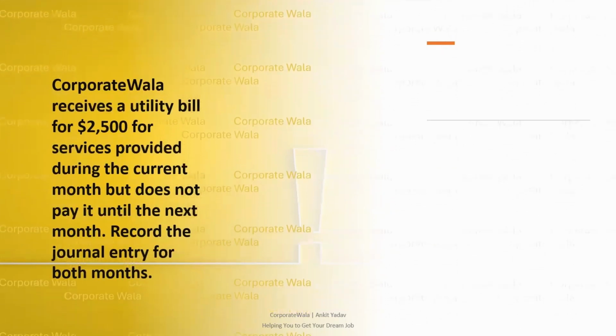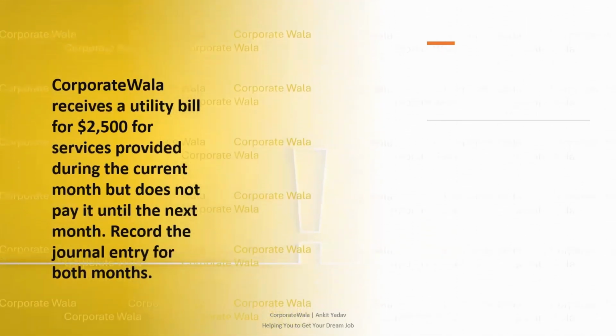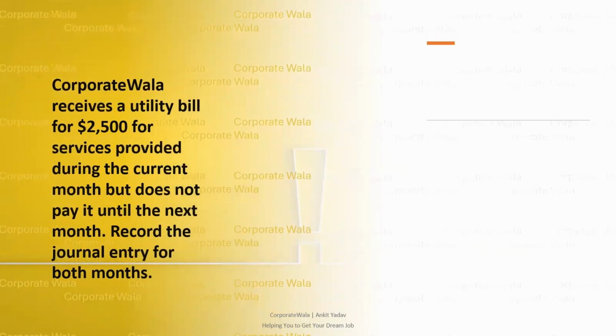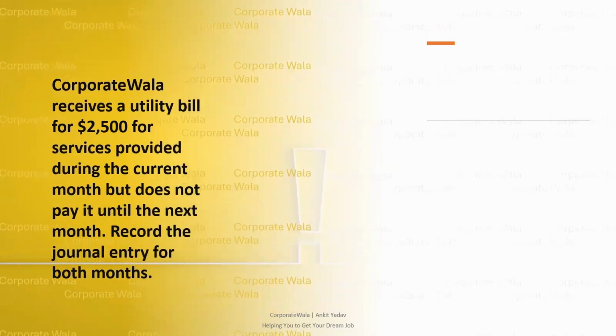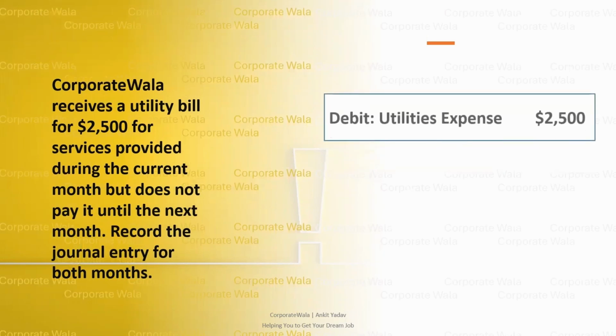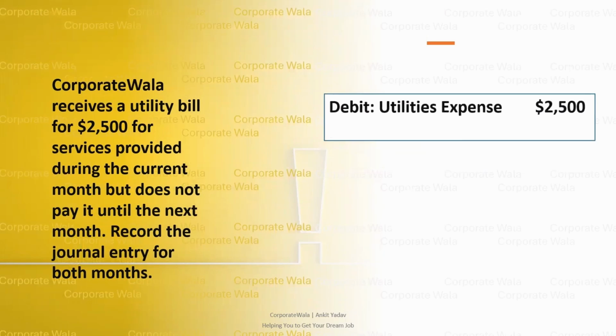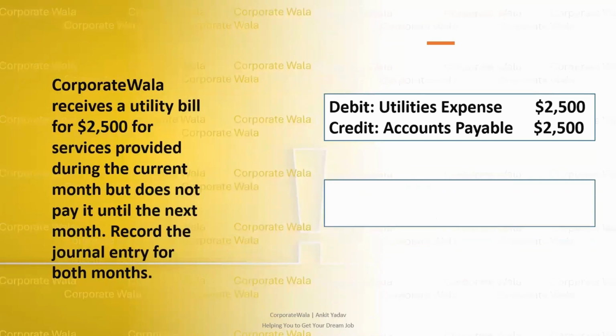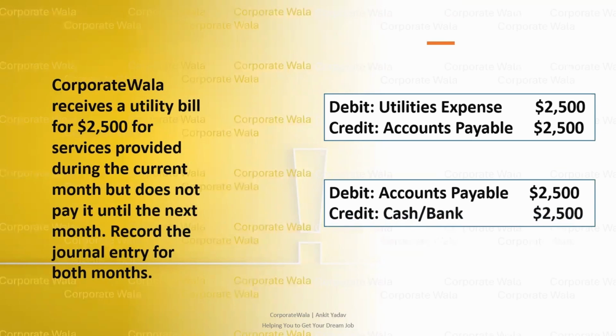Moving ahead, now let's talk about our next journal entry, which is: Corporate Wala receives a utility bill of $2,500 for services provided during the current month but does not pay it until the next month. And we need to book the journal entry for both the months. So what will be our journal entry in the current month? We will book utilities expense account debit by 2,500 to accounts payable. And what will be our journal entry next month? We will debit the accounts payable account, which is our current liability, to cash or bank account.